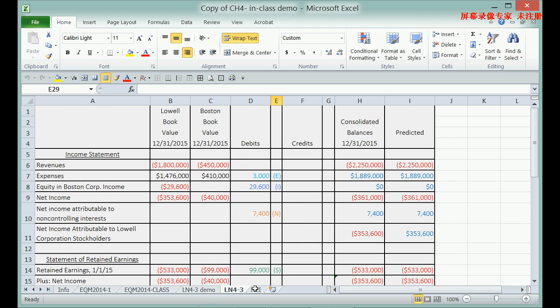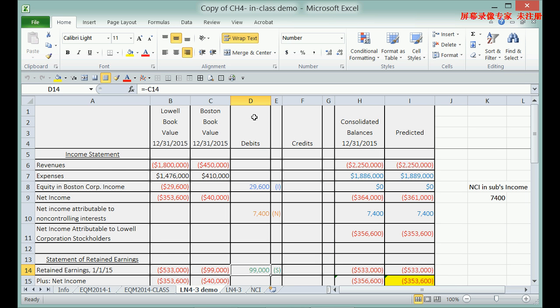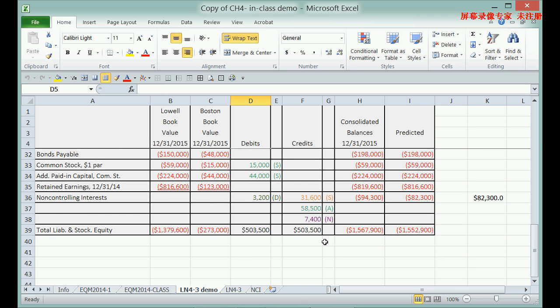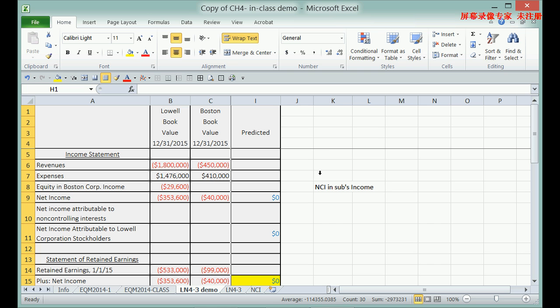Okay, I want to start with the consolidation process with the predicted numbers of the consolidation. So this is basically the intuition of the consolidation. I want to predict first and then show you the mechanical way, which is the worksheet with the adjusting entries, that can reach the consolidation numbers. So let's start with the prediction.